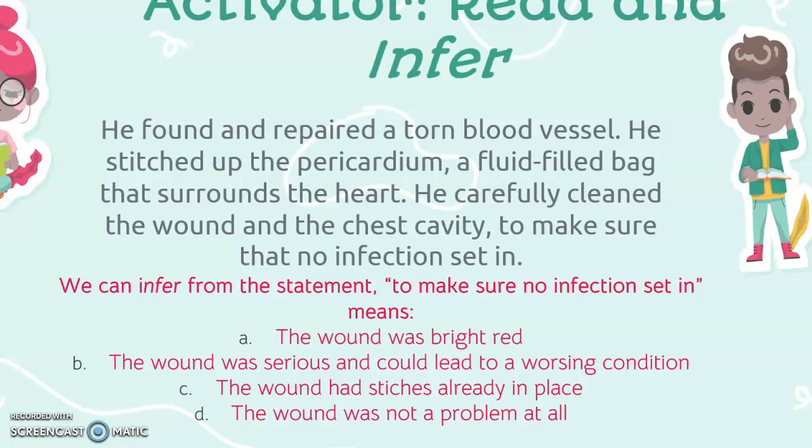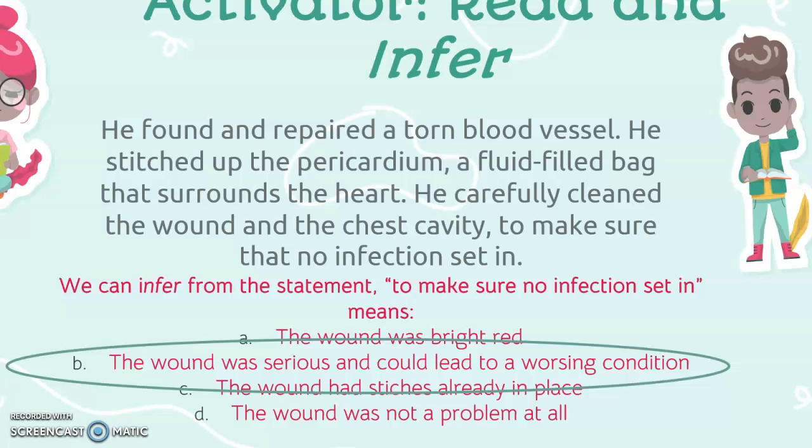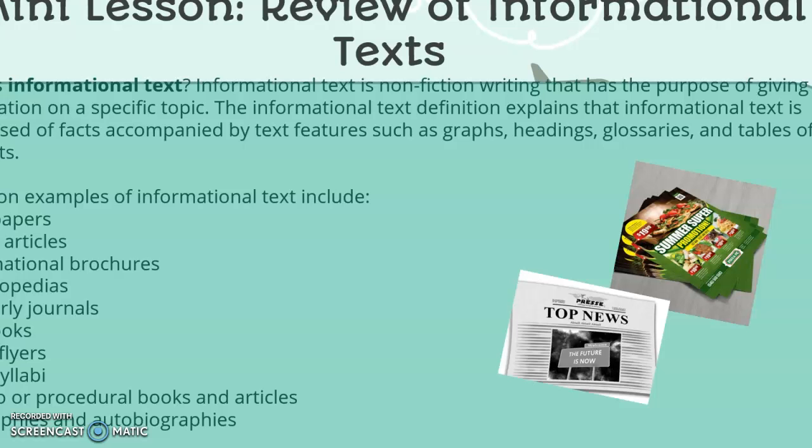This is taken directly from your text in your readings for the week. So the answer was the wound was serious and could lead to a worsening condition. So that's what we can infer. It says he had to make sure no infection set in. So we can infer that this was a serious infection and could lead to a worsening condition.